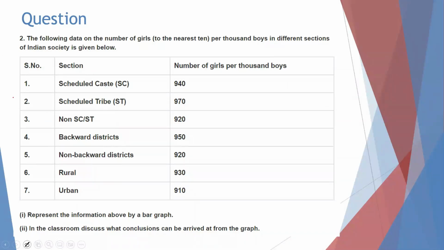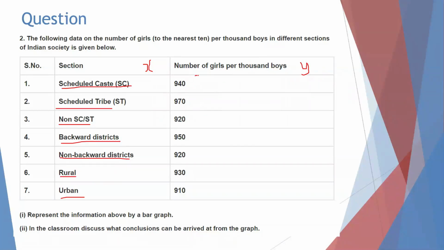Similar to the previous example we did, we just have to understand. As you can see, serial number is given, so there are 7 sections and each section has a set number of girls per 1,000 boys. So we need to represent the information. What we should do first is identify which is going in the x-axis and which is going in the y-axis. As I told you earlier, the section is on the left hand side of the table, so we're going to put this as x-axis, and the number of girls per 1,000 boys is going to be on the y-axis. After that, under the x-axis, these will be the titles which will be given under each bar.